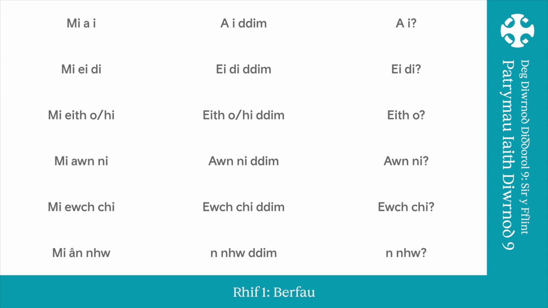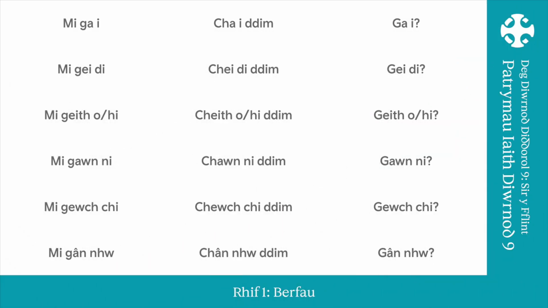Mynd. Yn y dyfodol. Mi a i, mi ei di, mi eith o, mi eith hi, mi awn ni, mi ewch chi, mi a'n nhw. A i ddim, ei di ddim, eith o ddim, eith hi ddim, awn ni ddim, ewch chi ddim, a'n nhw ddim. A i, ei di, eith o, awn ni, ewch chi, a'n nhw.